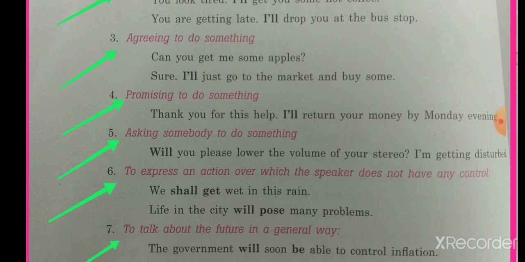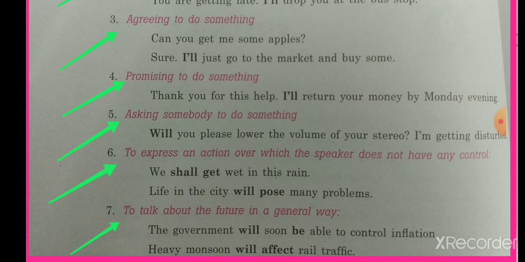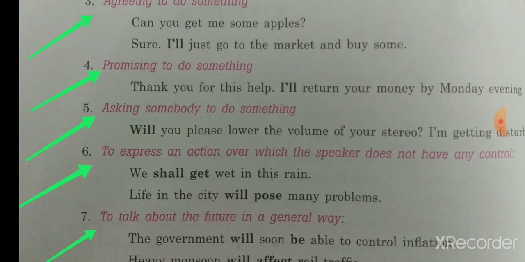The next use is agreeing to do something. Like, can you get me some apples? Sure. I will just go to market and buy some. Here you are agreeing to purchase apples for the person. So to show such a thing, to show such an action, you can use will or shall. Promising to do something. If you are making a promise to someone like, thank you for this help.